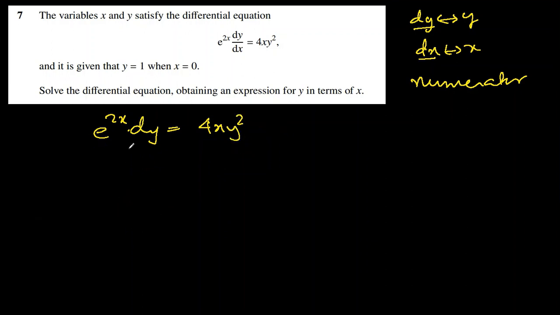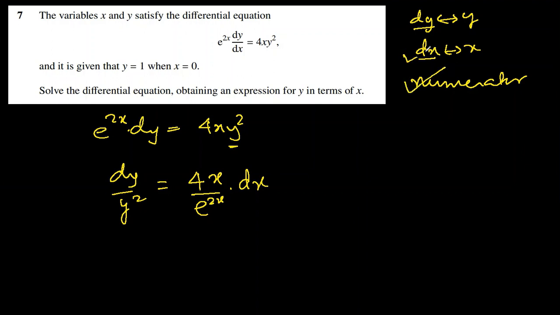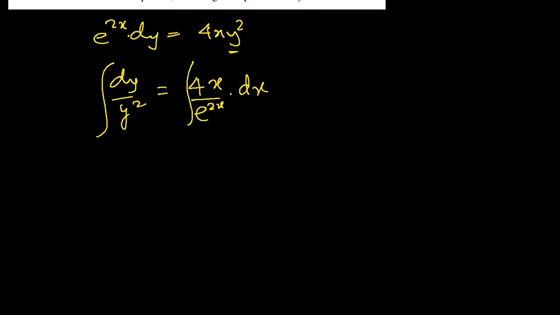This was the case, dy over y square. So y square came and became denominator on the other side. Here 4x is already on top, no problem, but e to the power 2x will come below and dx. Now dy, dx both are numerators. Dx is with x's, dy is with y. And next step should be to integrate them to find the equation with the help of differential equation.